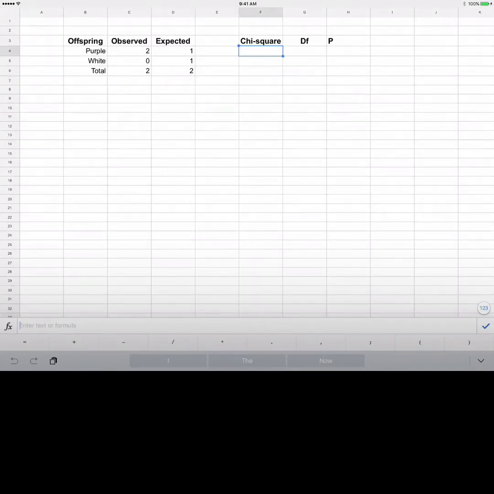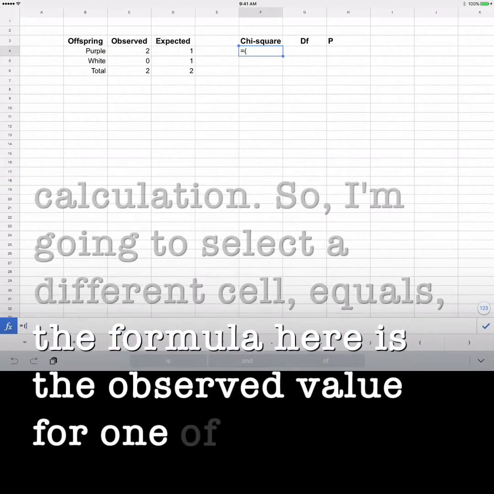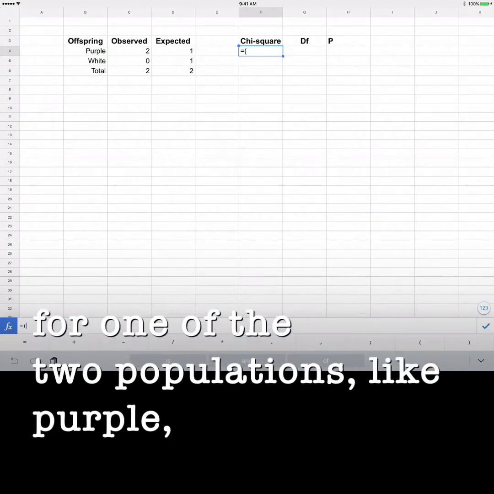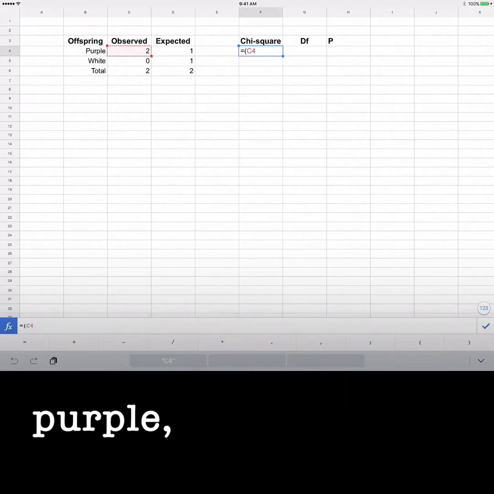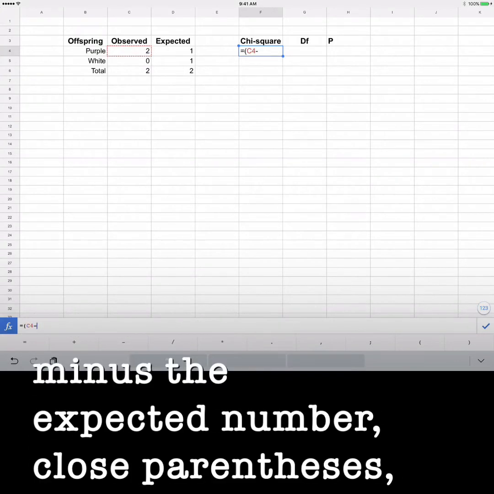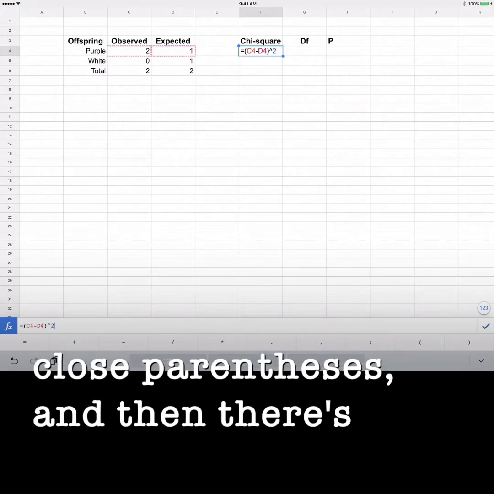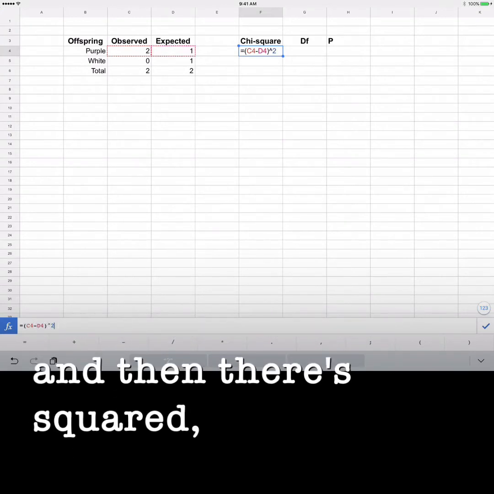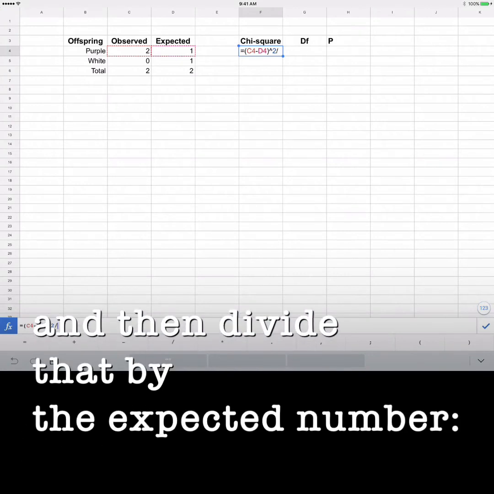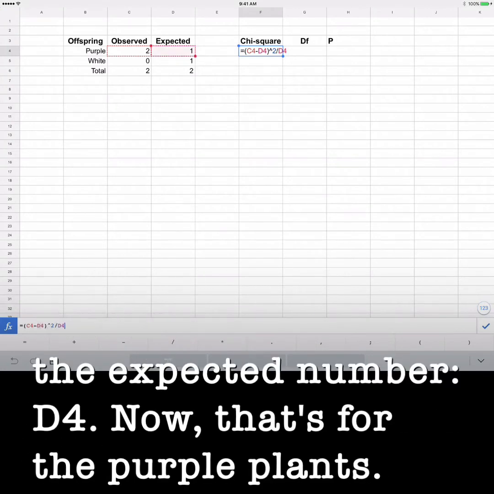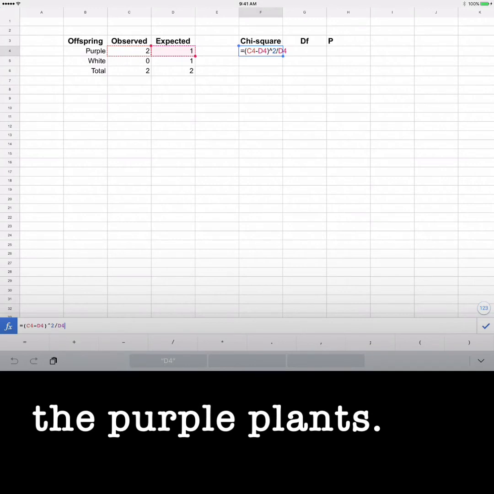So I'm going to select a different cell, equals. The formula here is the observed values for one of the 2 populations, like purple, minus the expected number, close parentheses, and then there's squared, and then you divide that by the expected number, D4. Now that's for the purple plants.